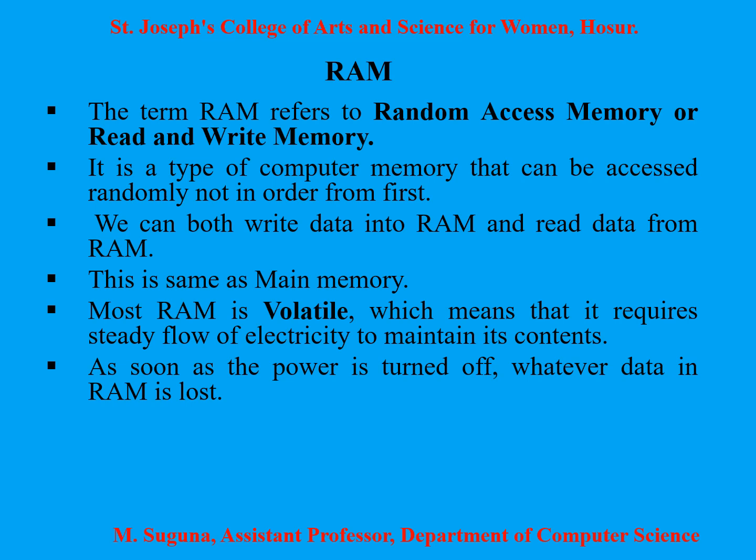Now let us see in detail about RAM. The term RAM stands for random access memory or read and write memory. It is a type of computer memory that can be accessed randomly, not in sequential order. We can both write data into the RAM and read data from RAM. This is the same as main memory. Most RAM is volatile, that is, without current it cannot store the data. As soon as the power is turned off, whatever data is in RAM is lost.